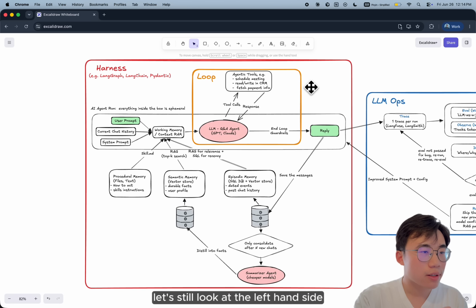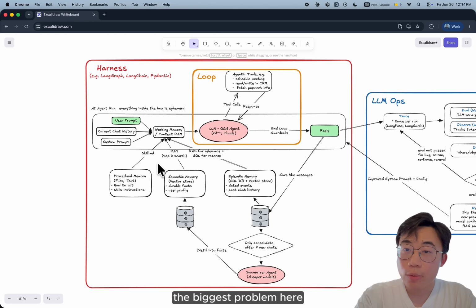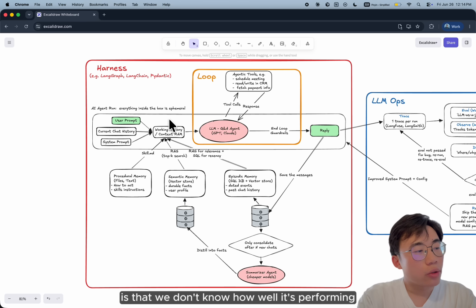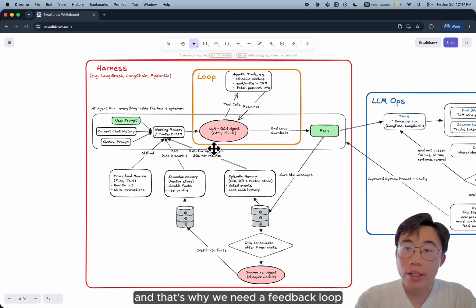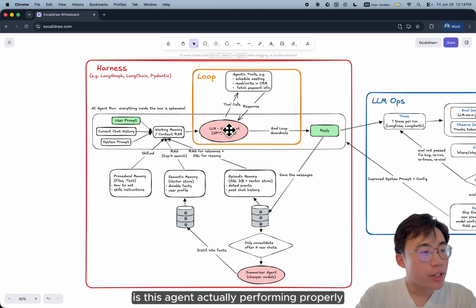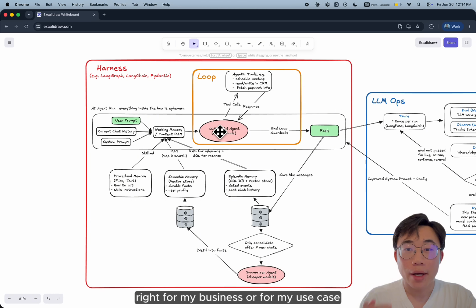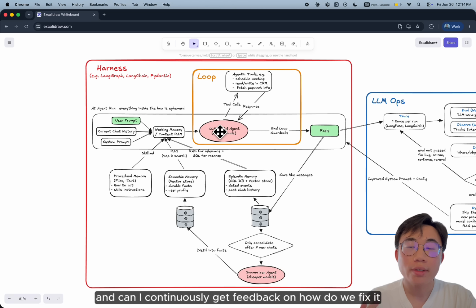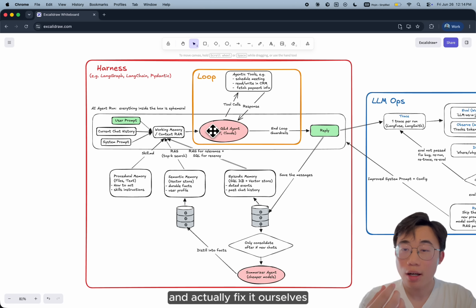Let's still look at the left-hand side with this harness system. The biggest problem here is that we don't know how well it's performing. And that's why we need a feedback loop to help us understand, is this agent actually performing properly for my business or for my use case? And can I continuously get feedback on how to fix it, and actually fix it ourselves, okay?